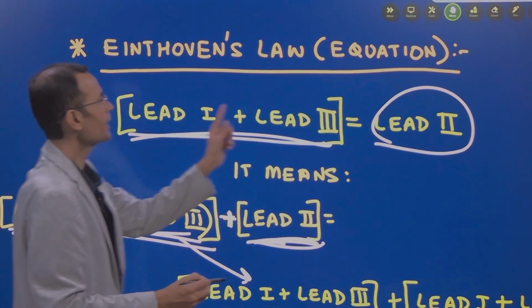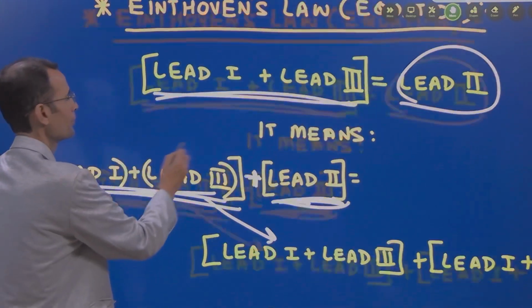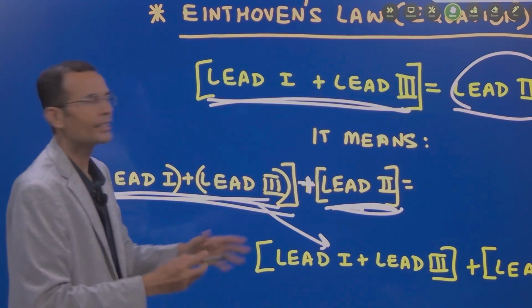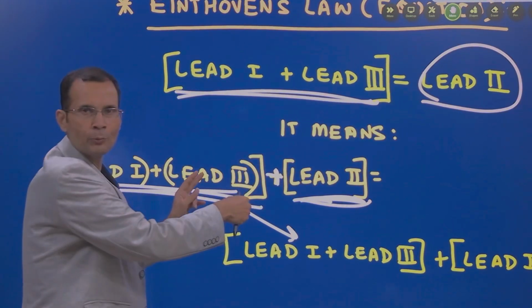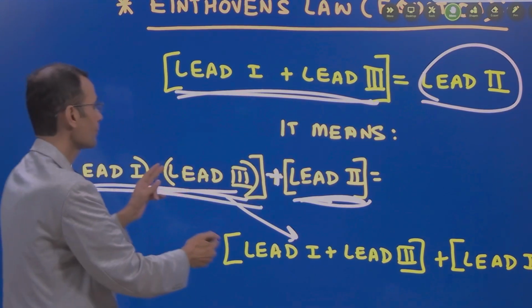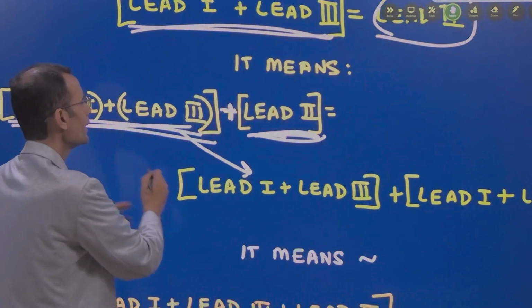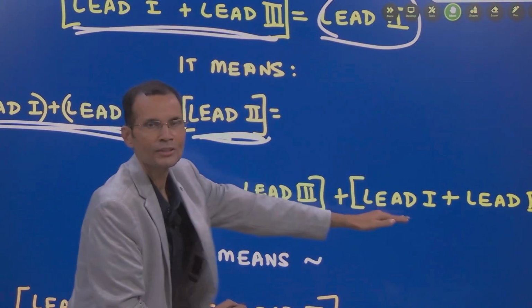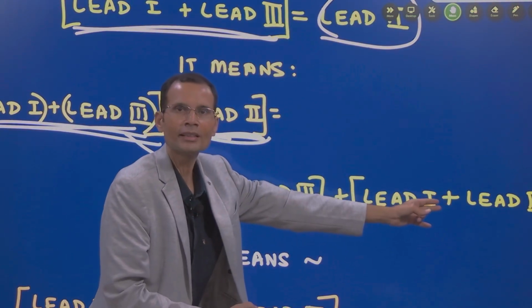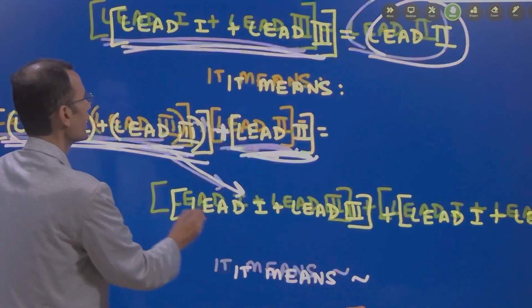Lead 1 plus 3 is equal to lead 2. So if we just rearrange the equation, lead 1 plus 3 and add lead 2 on this side of the equation, it will be the same as lead 1 plus 3 plus, instead of lead 2, lead 1 plus 3. Okay, so check it out.